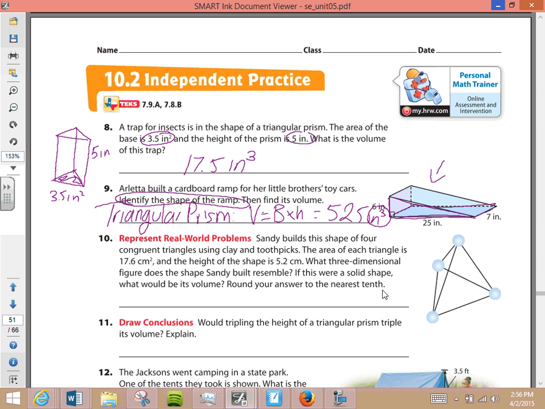Two different things. All right, Sandy builds this shape of 4 congruent triangles, meaning they're all the same, using clay and toothpicks. The area of each triangle is 17.6 centimeters squared. When somebody says squared, they're automatically talking about area. Remember that. And the height of the shape is 5.2 centimeters. It has no exponents, which means it's just the distance. What three-dimensional figure does the shape Sandy built resemble? What does it look like? Triangular pyramid.